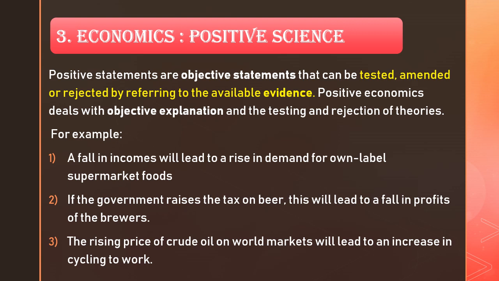So the next point which comes under the scope of economics is economics as a positive science and a normative science, which you have studied. Here I will first explain the positive science, or positive statement. In short, I wrote here that positive statements are objective statements that can be tested, amended, or rejected by referring to the available evidence. I mean, it is a kind of statement which can be proved by facts and data, and can be rejected or accepted by the data.